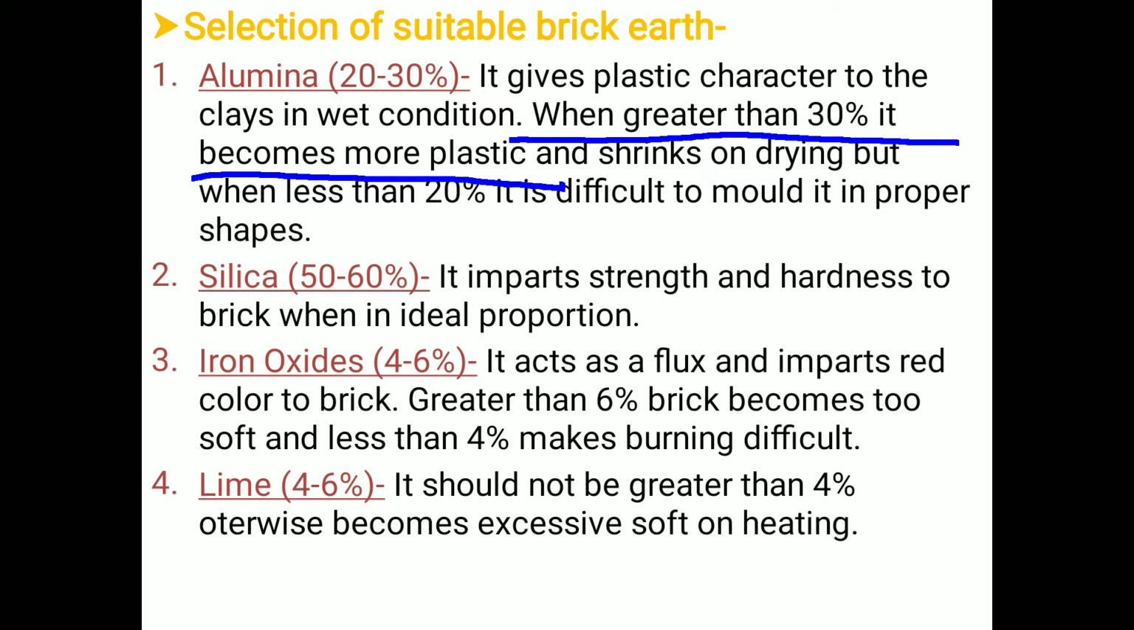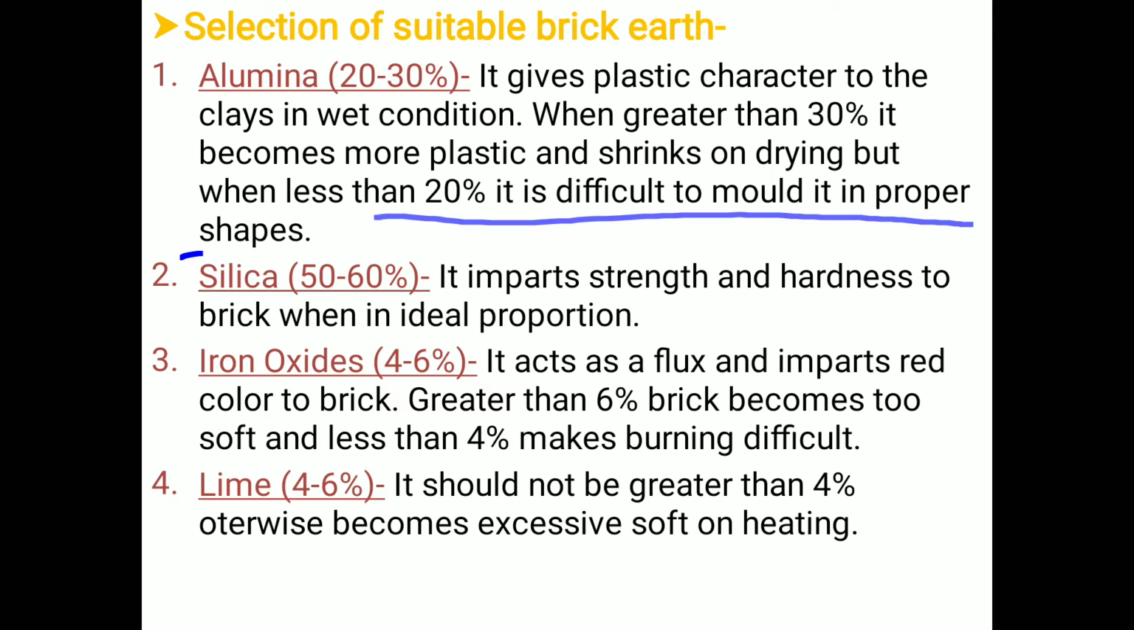Shrinkage of that particular brick will take place on drying. But when it is less than 20%, then it is very difficult to mold that particular brick into its shape. The plastic characteristic will be less and it will be difficult to mold it into any proper shape. Therefore, practical knowledge says that alumina content must lie between 20 to 30%.